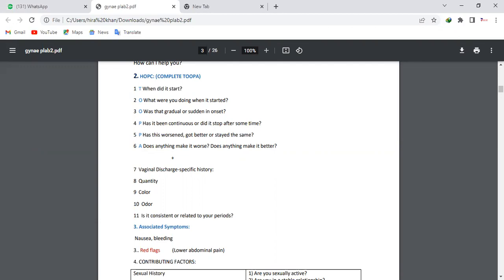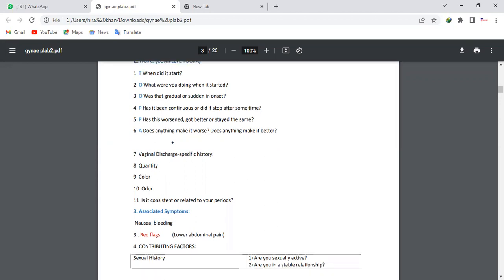Now afterwards come the red flags. What could be the red flags for vaginal discharge? If the patient is having vaginal discharge, then she must be having some kind of infection, but we don't know what kind of infection it is. So we have to rule out the red flags. She can have PID, pelvic inflammatory disease. So do ask, do you have any lower abdominal pain? Do you have nausea, or have you noticed any bleeding, any unusual bleeding as well? Whatever you want to ask, you can ask.